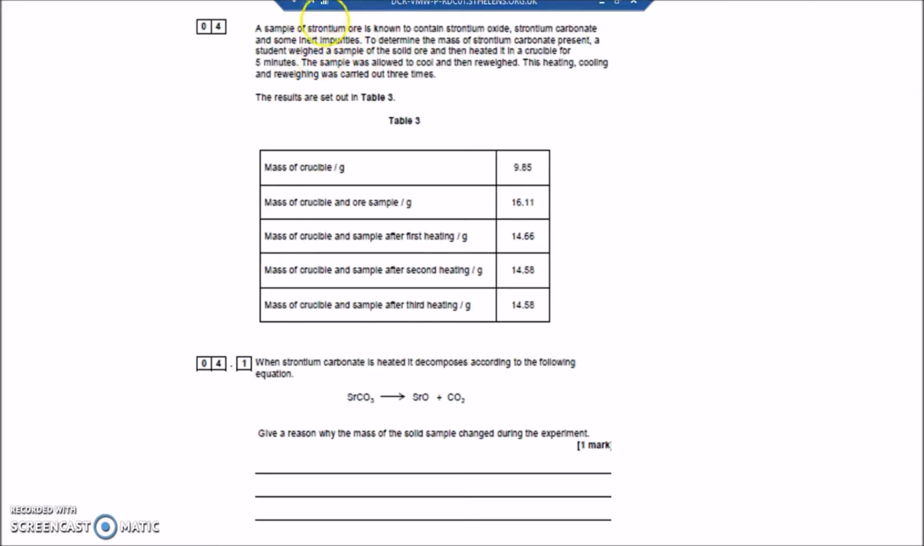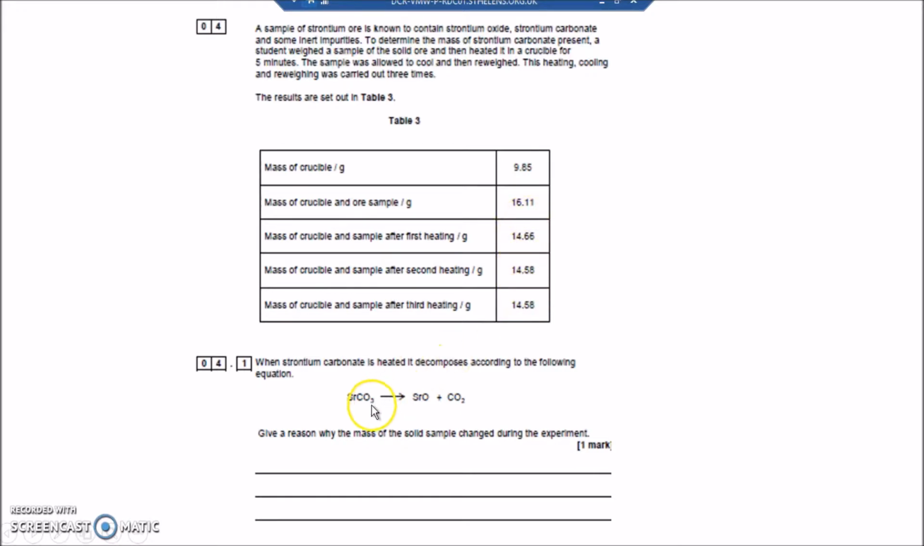Question 4. A sample of strontium ore, so an ore is a chemical that we dig from the ground, obviously has strontium in there, is known to contain some strontium oxide, some strontium carbonate and some impurities. So what they've done is they've taken a mass of a crucible, that's the vessel that they're going to heat it up in. The mass of the crucible and the ore is 16.11, so if I subtract those two I can work out the mass of the ore on its own. They've heated it up and they've found that the mass goes down.